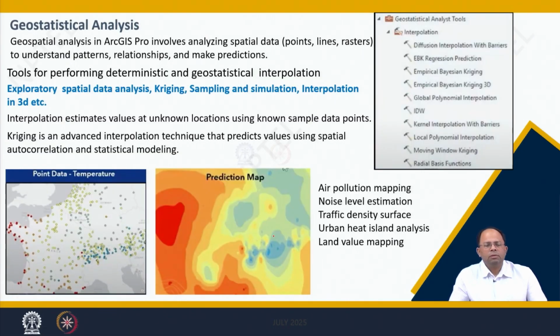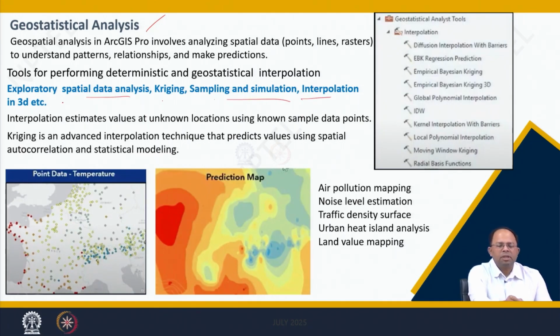In addition to this kind of analysis, we can do many other analyses in ArcGIS. I will just summarize some of them. For example, we can do geostatistical analysis. It involves analyzing spatial data such as points, lines, and rasters to understand patterns and relationships, and then make predictions. Some of the tools for performing deterministic and geostatistical interpolation could be exploratory spatial data analysis, kriging, sampling and simulation. Interpolation can also be done in 3D and so on.